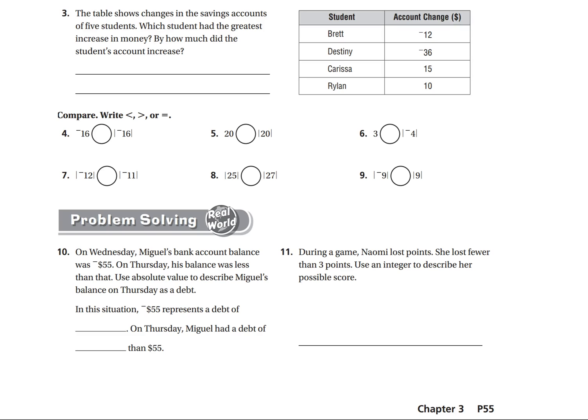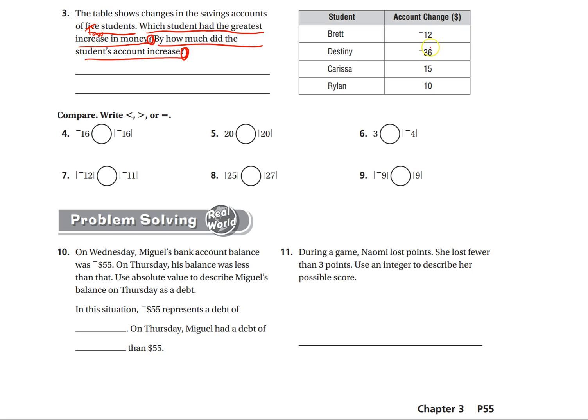All right, I'm on page P55 in the homework. Let's get started. Number 3, the table shows changes in savings accounts of 4 students. Which student had the greatest increase in money, and by how much did the student's account increase? So we only have 4 students.